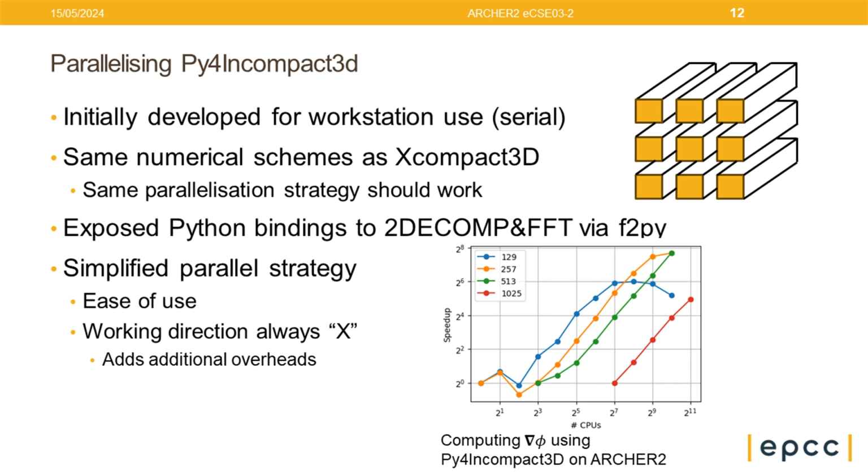One thing about Pi for Xcompact3D is that it was intended to be easy to use. So in terms of the layout of data, it's always in what we refer to as the X orientation. And this means that when doing computations in parallel, we keep on moving data back to X. This is a trade-off between ease of use and performance, because this will obviously add additional communications overheads, which may be something to consider in the future.